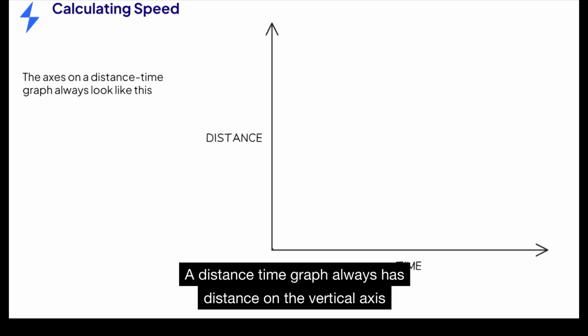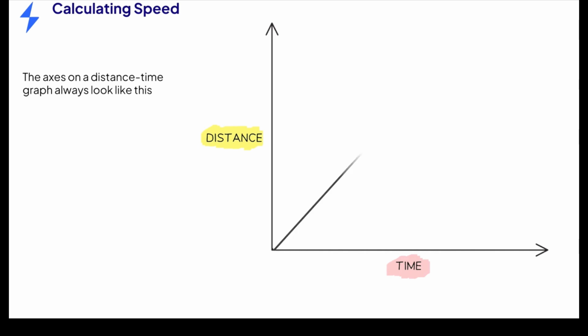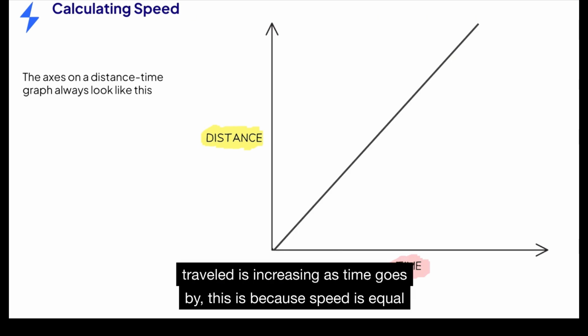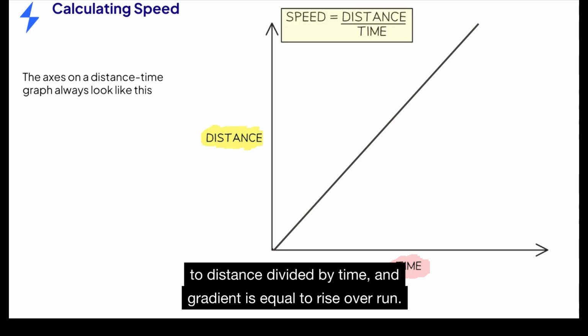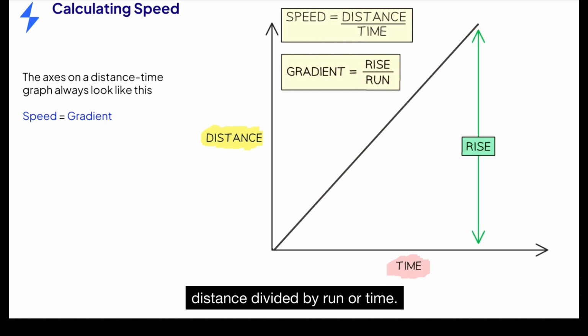A distance time graph always has distance on the vertical axis and time on the horizontal axis. Here, this straight diagonal line on the graph shows that the distance traveled is increasing as time goes by. This is because speed is equal to distance divided by time, and gradient is equal to rise over run. So the speed is equal to the gradient, which is equal to the rise, or the distance, divided by run, or time.